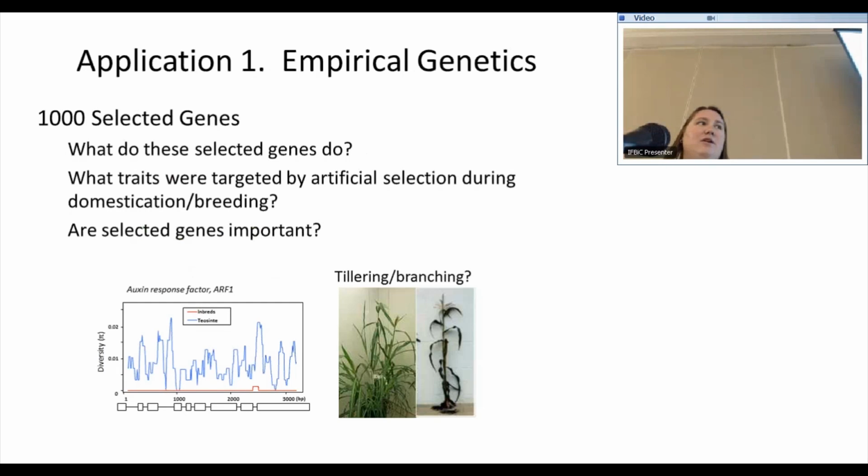So there are 1,000 selected genes. What do these genes do, and are they important to us today? What traits are they associated with? Clearly, certain genes control the branching habit of corn. Is that possibly valuable to us today?